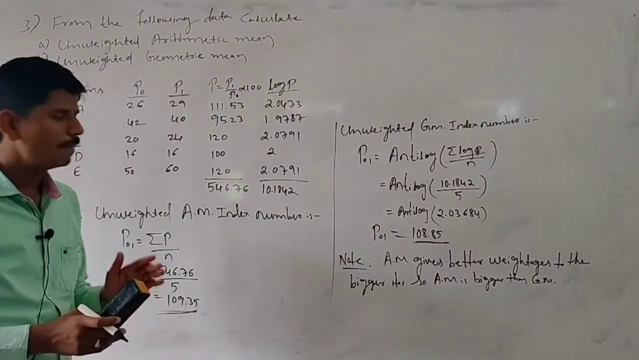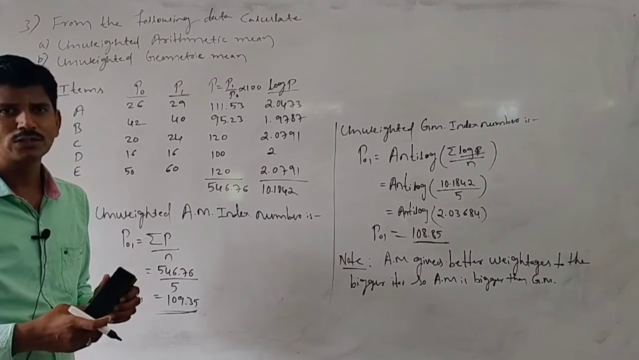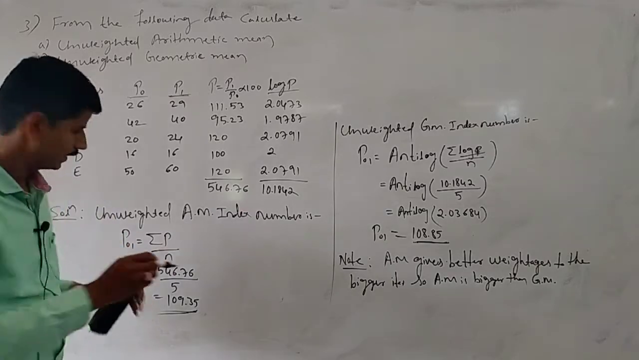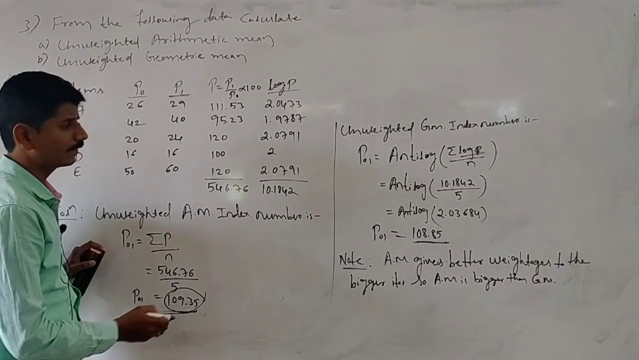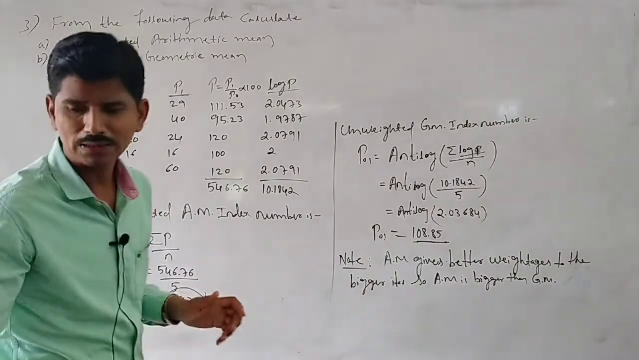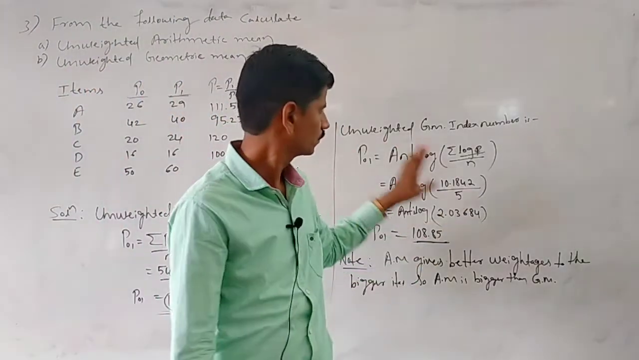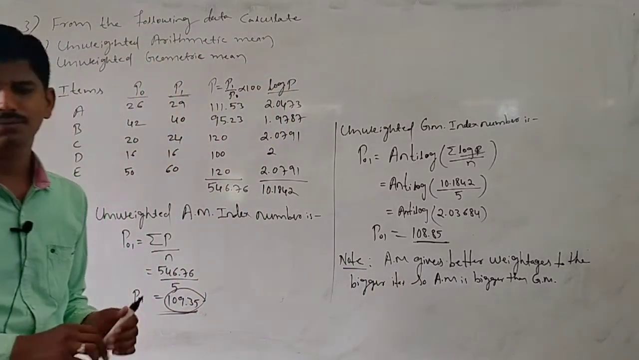Arithmetic mean gives better weightage to the bigger items. That's why an index number based on AM would be higher than an index number based on GM. Always, the unweighted arithmetic mean is greater than the geometric mean. So an index number based on arithmetic mean would be higher than an index number based on GM. Okay, this is about the unweighted index number.